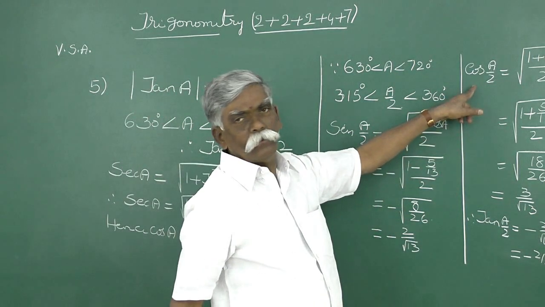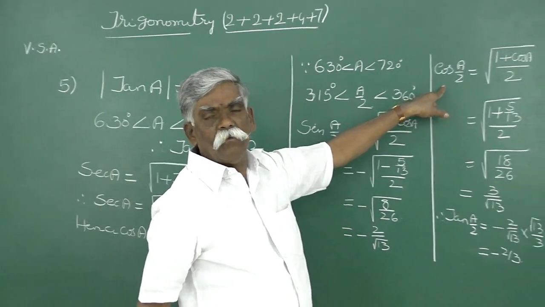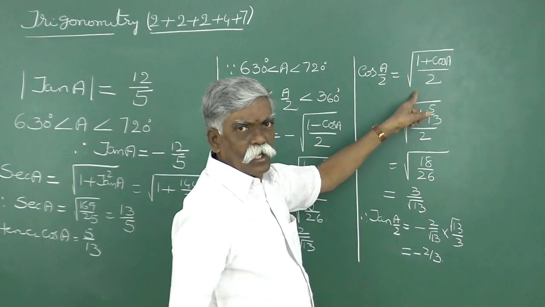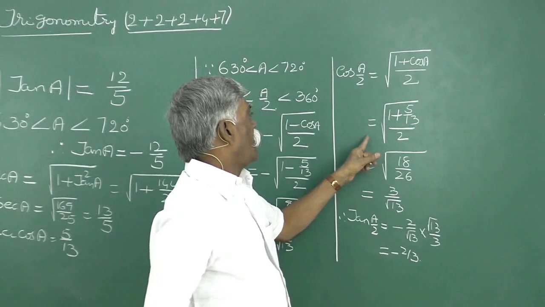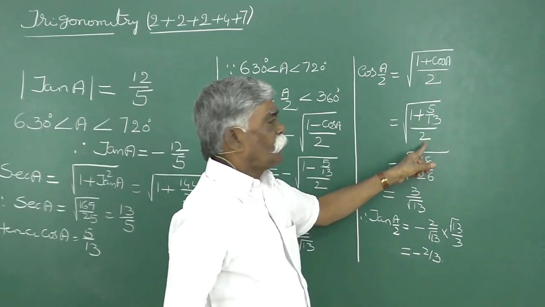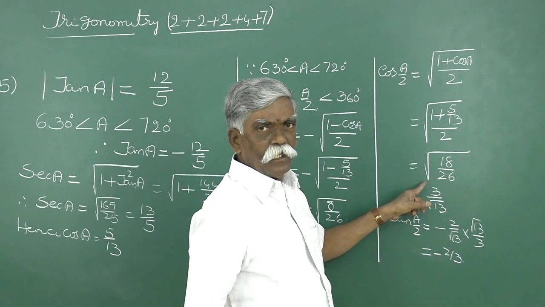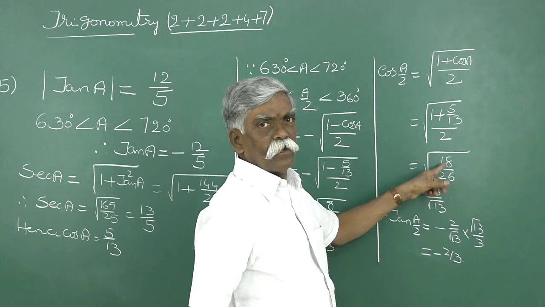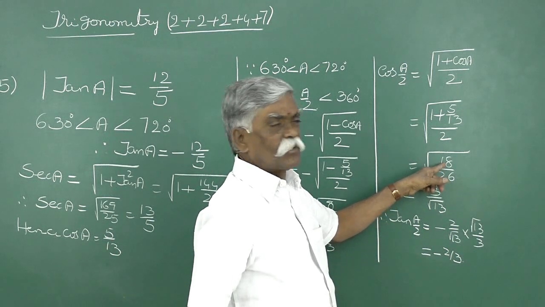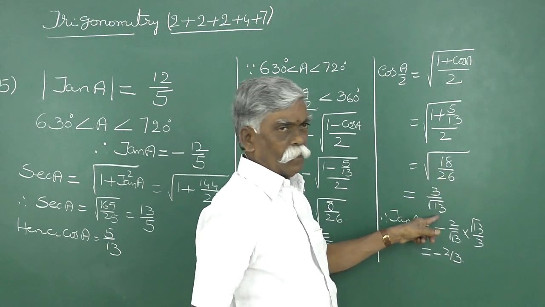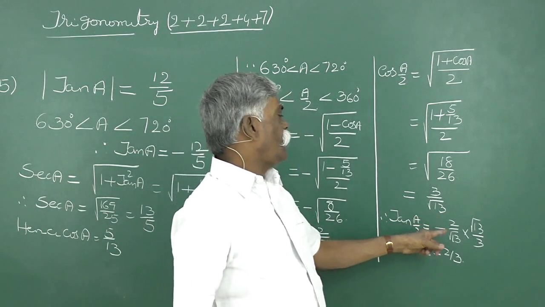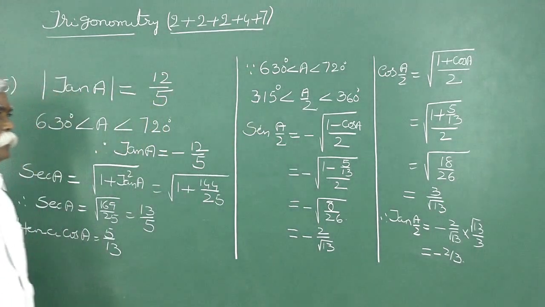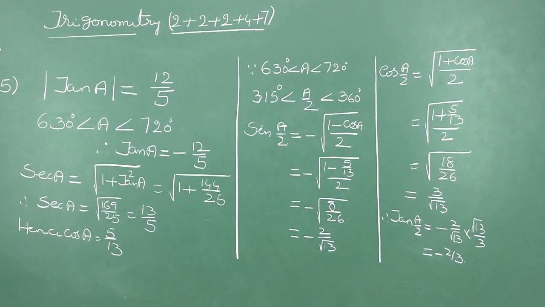Now cos a by 2. A by 2 is in the fourth quadrant where cos a by 2 is positive. Therefore cos a by 2 equals square root of (1 plus cos a) whole by 2, equal to square root of (1 plus 5 by 13) by 2, which is equal to square root of 18 by 26, and after cancelling 2, 9 will be left. That means square root of 9 means 3. Therefore this is 3 by root 13. And tan a by 2 is equal to sin a by 2 by cos a by 2, which is equal to minus 2 by 3.